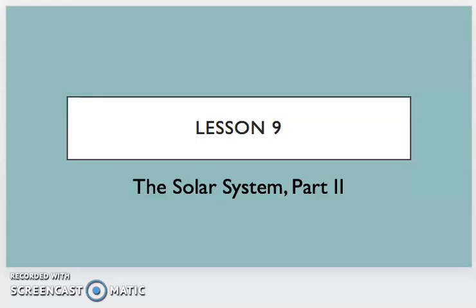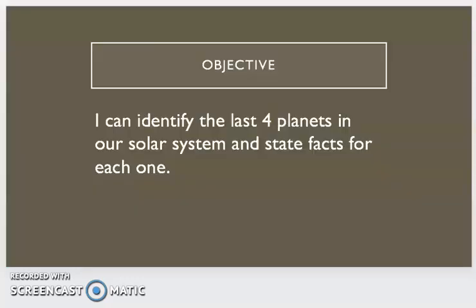This is lesson 9, and it's also our final lesson in our astronomy unit, and this lesson is titled The Solar System, Part 2. At the end of this lesson, you're going to be able to identify the last 4 planets in our solar system and state facts for each one. If you remember the last lesson, we learned about the first 4 planets, the inner planets.